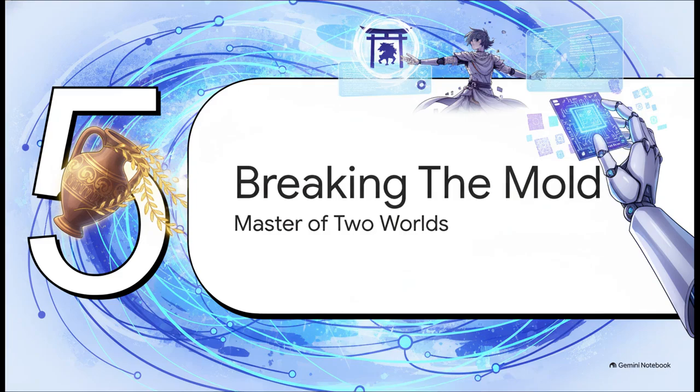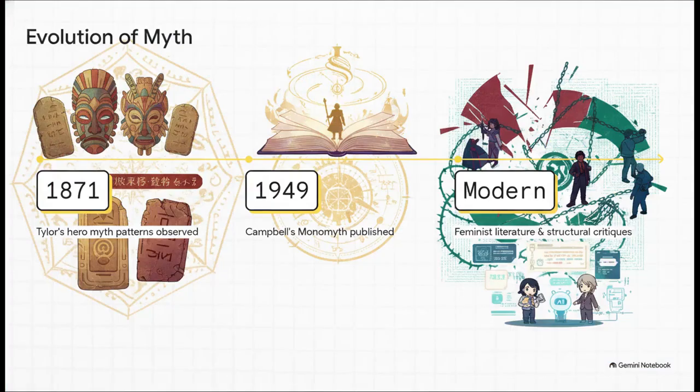And finally, part 5, breaking the mold. So we're at the final stage of our journey. This is where you become what's known as the master of two worlds. You take that classic structure, pair it with your new AI tools, and actually evolve the myth itself. Because the hero's journey hasn't remained static, it's evolved over time.